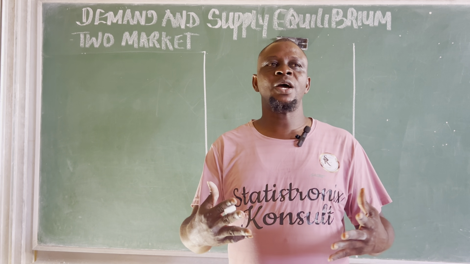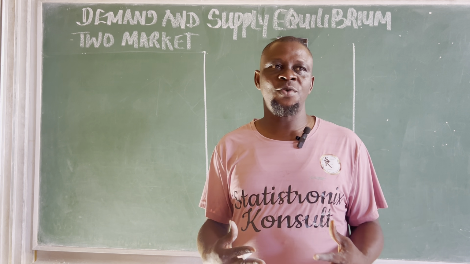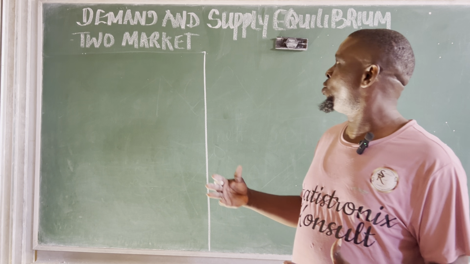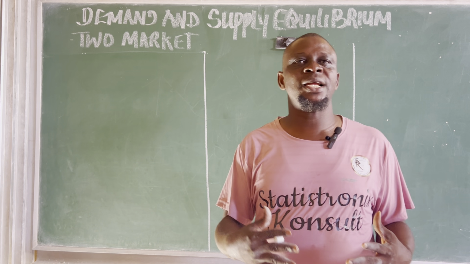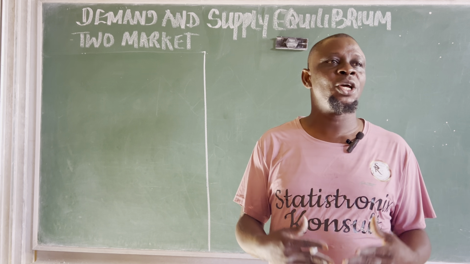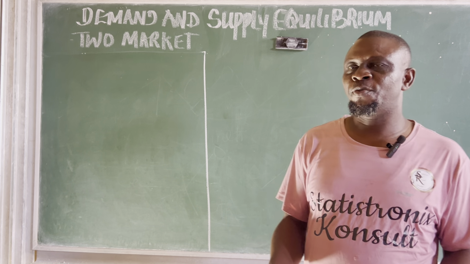In continuation of our series on demand and supply equilibrium, today we want to look at equilibrium in two markets. Remember, we told you previously, if you haven't seen that video, please do well to check our previous video. We told you that the equilibrium in demand and supply is obtained where quantity demanded is equal to quantity supplied. We showed you the graph and the points of equilibrium, the equilibrium price and the equilibrium quantity. However, today we want to compute equilibrium in two related markets.